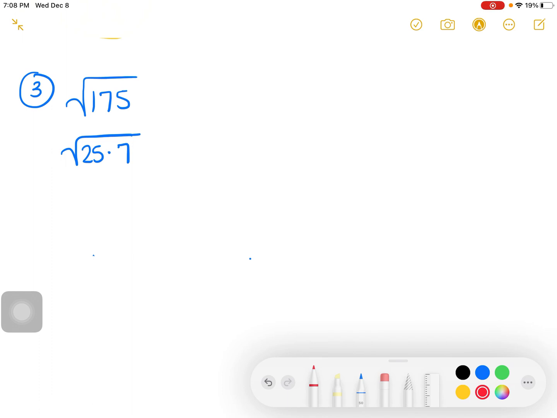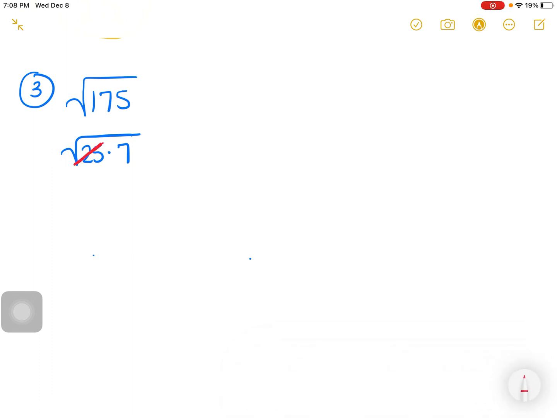I can solve the 25. Square root of 25 is 5, so I'm going to bring that to the outside of the radical. The 7 will stay on the inside because it's not a perfect square. And I can't simplify that anymore. 7 is just 1 times 7, so I can't pull anything else out. There's my answer.